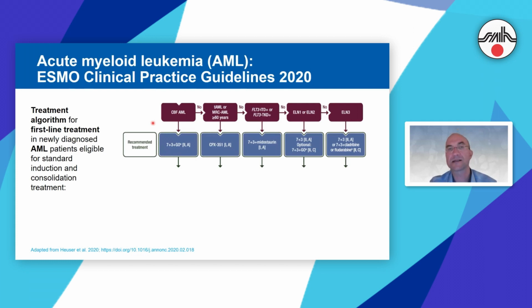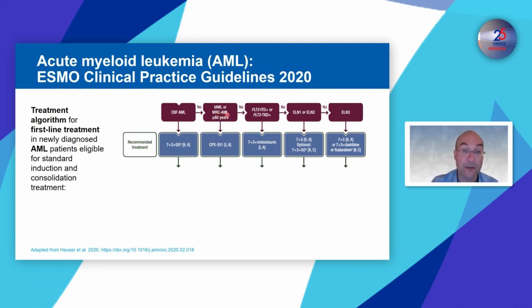Here is an example, the recently revised guidelines by the European Society of Medical Oncology from last year. You see that we do not treat all leukemias the same anymore. If you have a favorable risk core binding factor AML, for example, you will get classical chemotherapy 7+3 in combination with gemtuzumab ozogamicin, an antibody targeting CD33. Combination improves outcome.